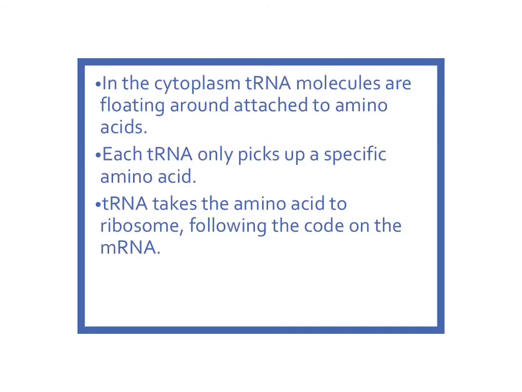Now, in the cytoplasm, while the messenger RNA is being made, transfer RNA molecules, tRNA molecules, are already floating around, and they're attached to amino acids. Each one picks up a specific amino acid. Okay, so each tRNA is assigned to picking up one of the 20 amino acids. 20 different tRNAs, 20 different amino acids.